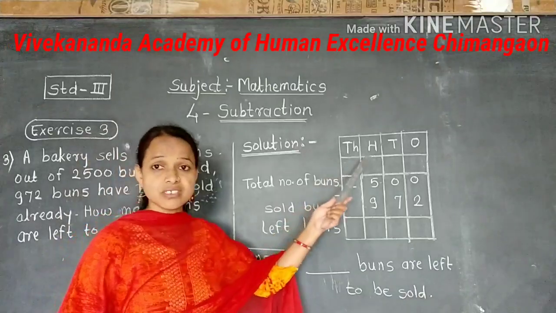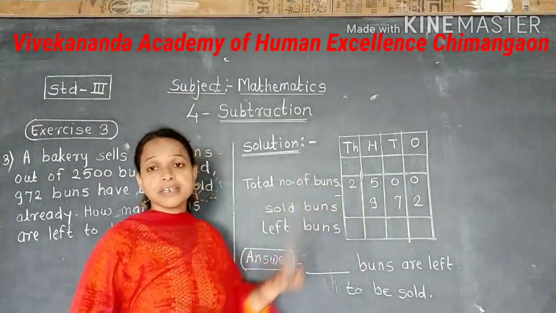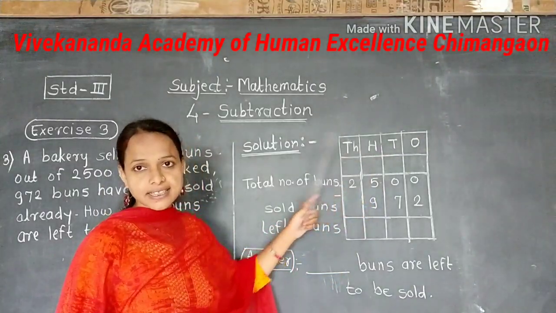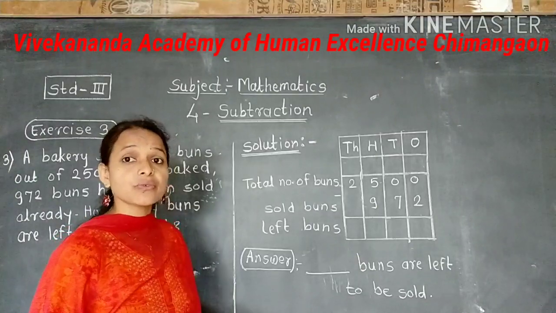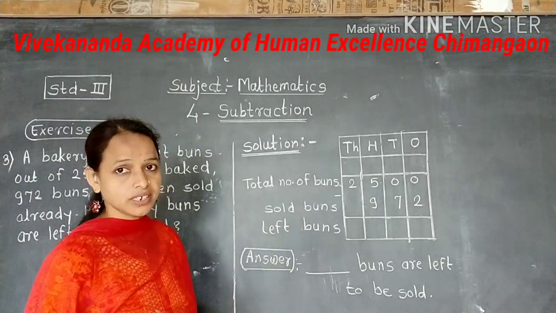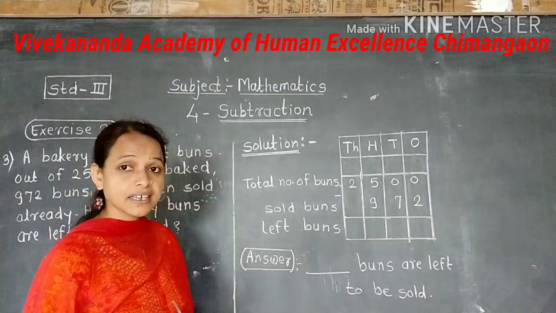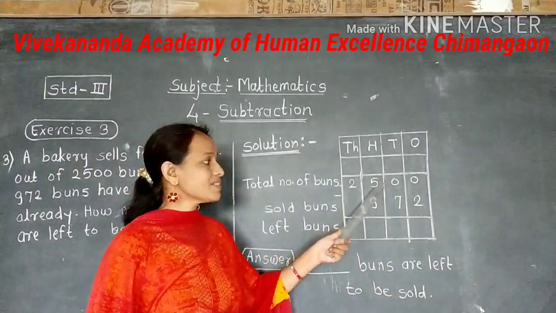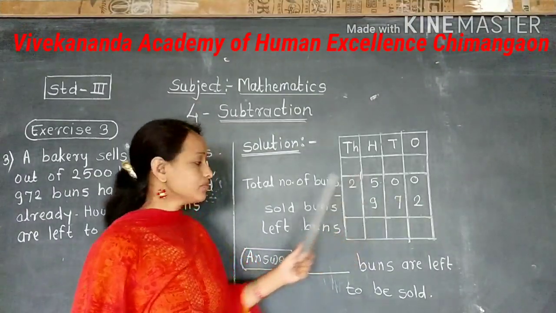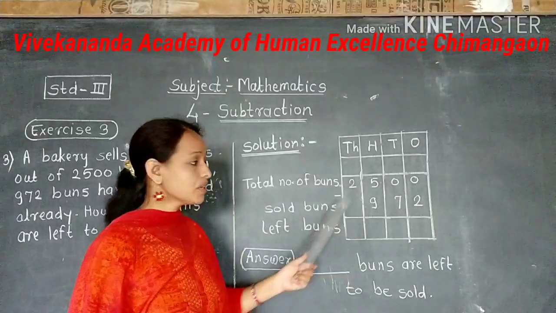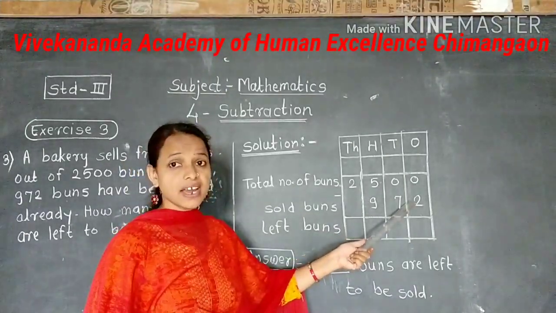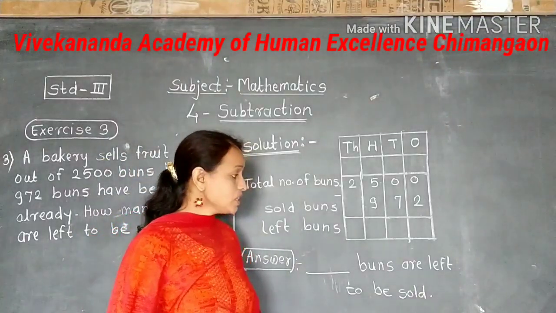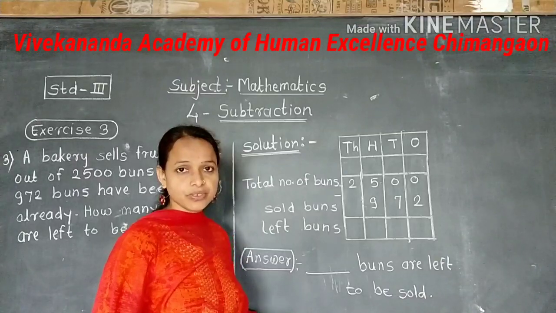So look here. First we made 4 columns: ones, tens, hundreds, and thousands. Next we have to write what is given. Total number of buns: 2500. Also what is given? Sold buns: 972. And what you have to find? Left buns. Okay. So now we will solve that word problem.